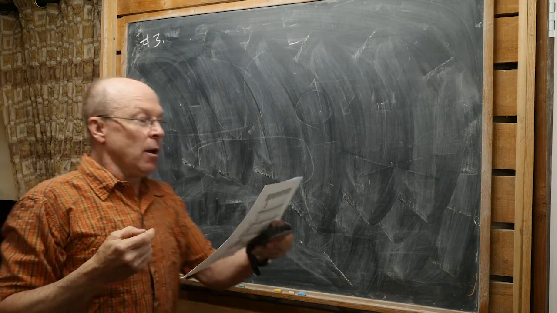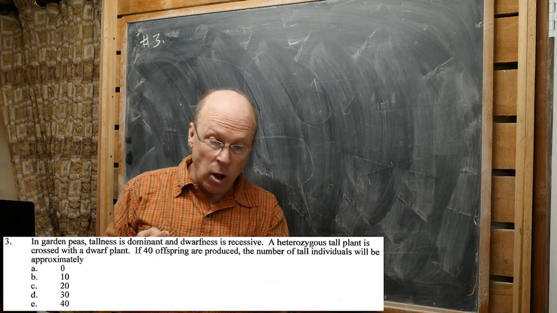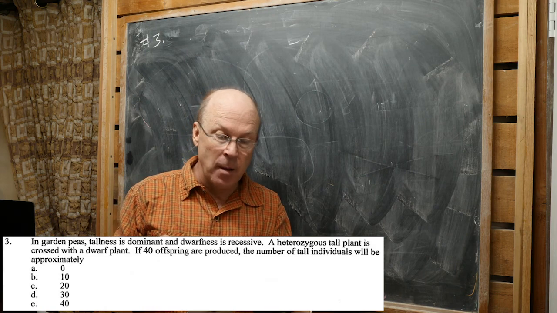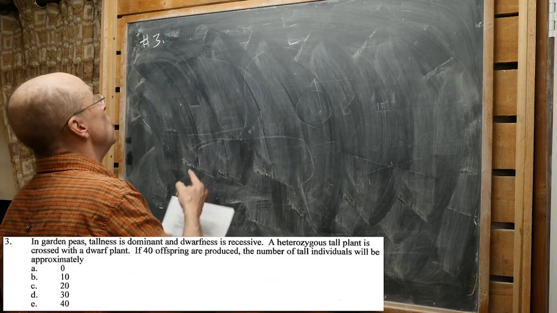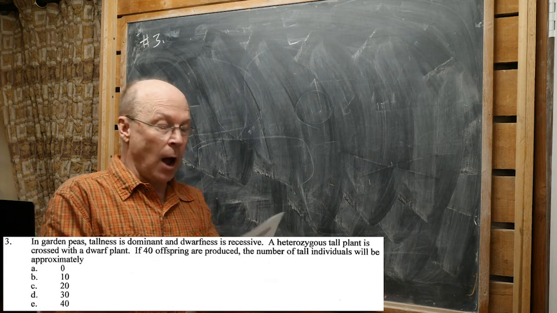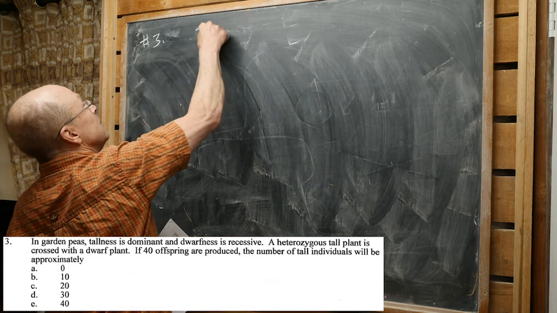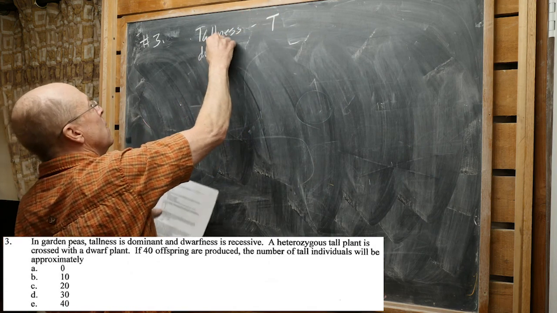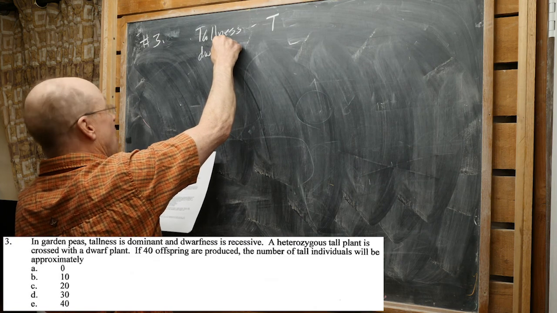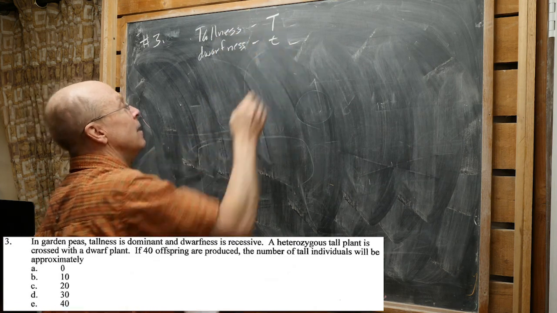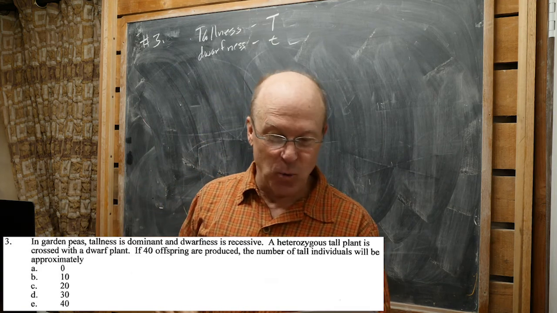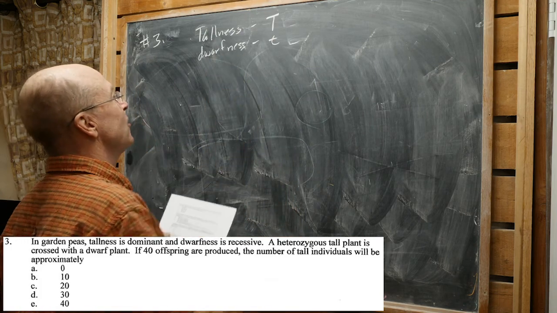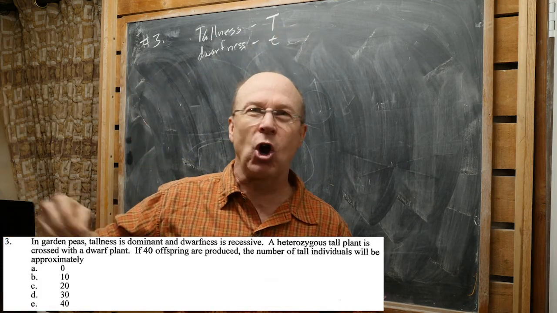So what we're going to say here is in garden peas, tallness is dominant and dwarfness is recessive. We've already used the word recessive and we've used the word dominant. So we're going to say tallness is going to be big T, and then dwarf, they call it dwarfness. What a great word. That is a really great word. Dwarfness. Anyway, tallness and dwarfness.